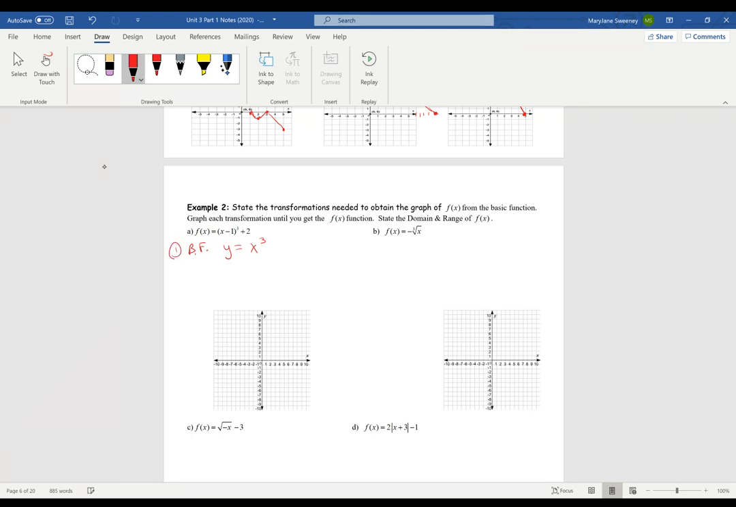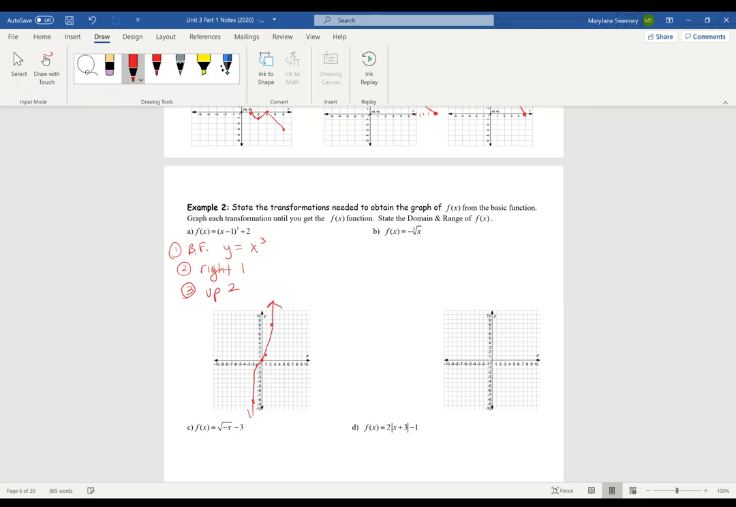So this is going to be step 1. I'm going to graph the basic function. Step 2, that -1, remember, is a right 1. Shifts the graph right 1. The 3, or step 3, that +2 is an up 2. So what I always want people to do when we do these transformation graphs is you first graph the basic function, 0, 0, 1, 1, 2, 8, right? 2 cubed is 8. -1, -1, -2, -8.